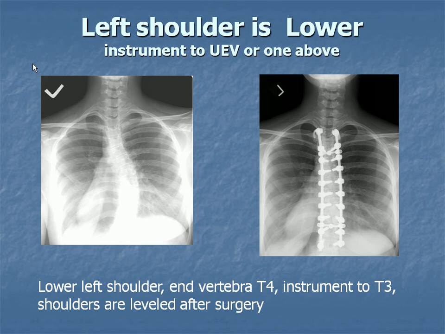Other possibility is the left shoulder is lower. Then really you need to bring the end vertebra to be horizontal, so you can push the left shoulder up. Again, here the end vertebra is T4. I went to T3 because I wanted that vertebra to come to be horizontal, and now you brought this shoulder up.